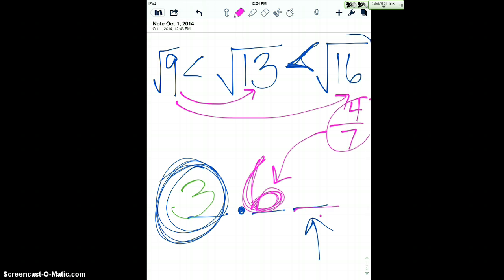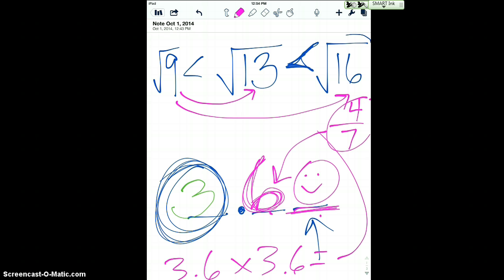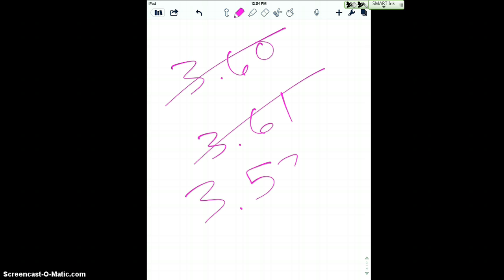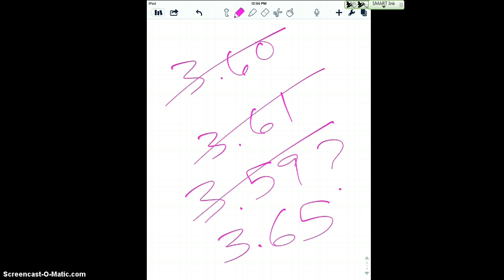So if I round to the 100th spot, if I use a 6 and there's nothing there, what number is going to go there? 0. Okay? So first, I'm going to try and do 3.60 times 3.60 and see how close I get to that 13. And that's where you then step it up and you say, okay, 3.60 was not close enough. Am I going to go to 3.61? Am I going to go to 3.59? Am I going to go all the way to 3.65? Okay, so that's up to you.